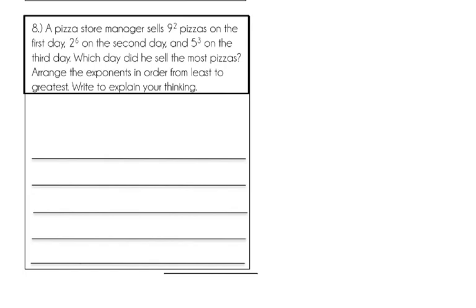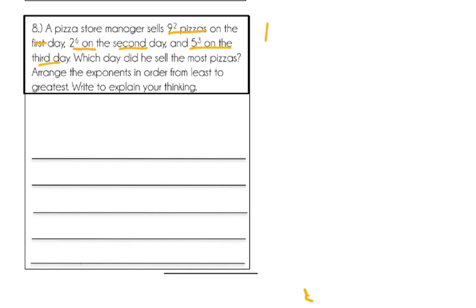Okay, here's a word problem for us. Pizza store manager sells 9 to the 2nd power pizzas on the first day, 2 to the 6th power on the 2nd day, and 5 to the 3rd power on the 3rd day. Which day did he sell the most pizzas? Arrange the exponents in order from least to greatest. So what is important here? Well, we know that he sells 9 squared pizzas on the first day. And then we have 2 to the 6th on the 2nd day, 5 to the 3rd on the 3rd day. Well, I'm going to do my work right here.